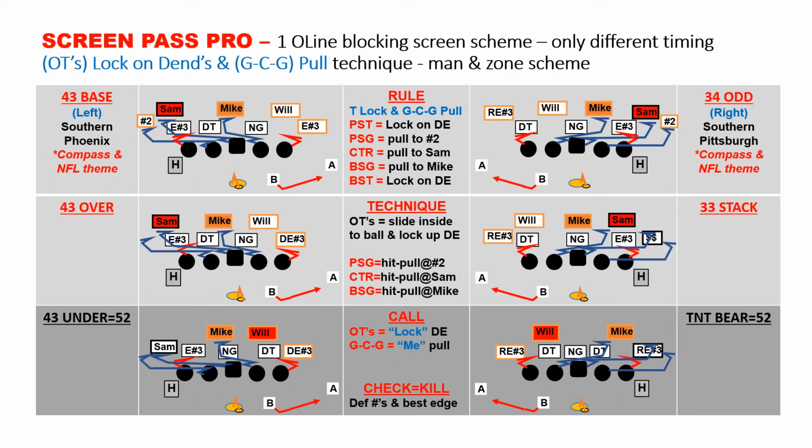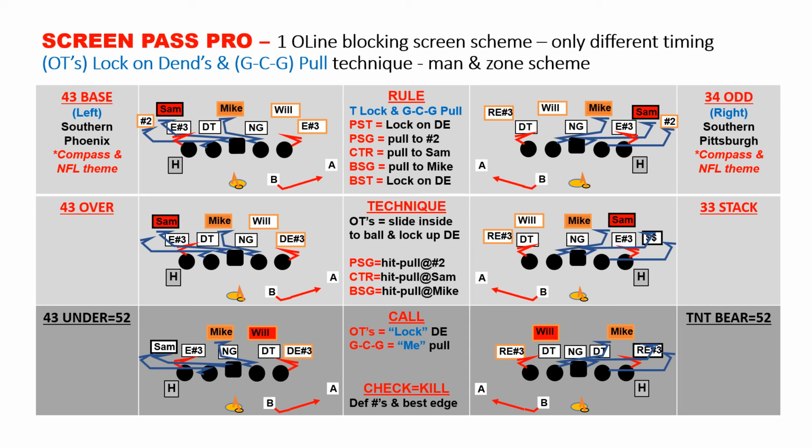With our screen pass protection, I love this. We've used this for years at the college and the high school level. We're going to use one blocking scheme for all the different screens that we use, fast or slow. We just change the timing and the depth of the drops by the tackles. So the rules here, our play side tackles will always lock on defensive ends, and then our guards and our center are the pullers. So you can see the rule there.